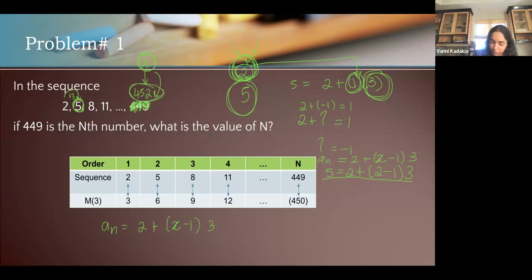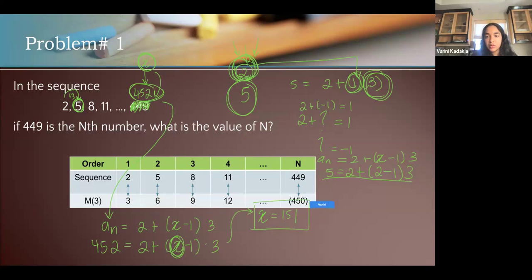So now we plug in 452 into here. So 452 equals 2 plus x minus 1 times 3, right? So now let's just solve for x. When we solve for x, we get x equals 151, right? We already solved for this before. Okay? Everyone understand?